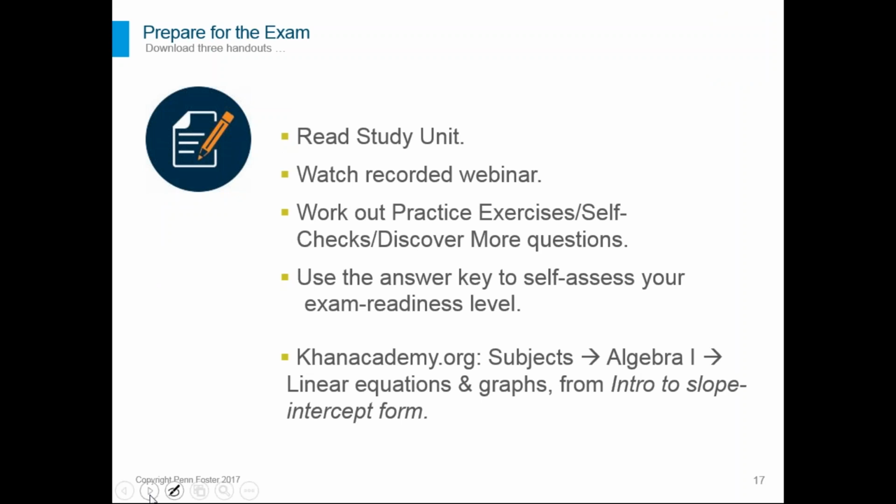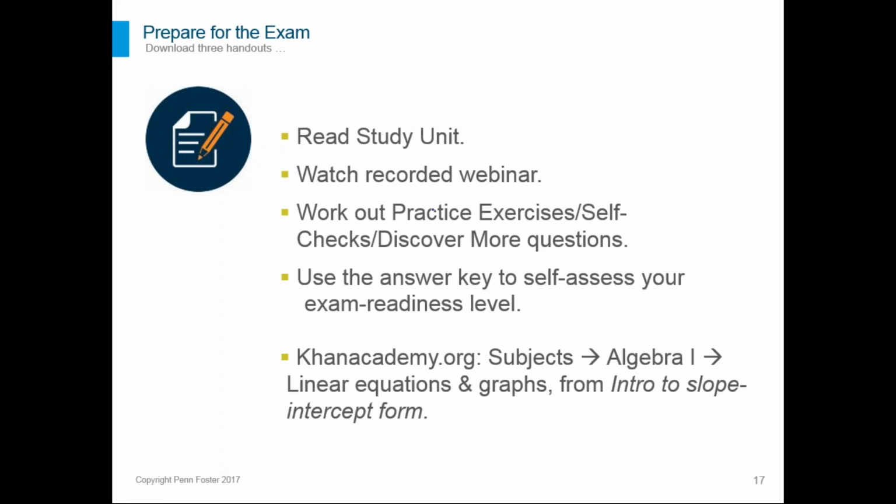How would you prepare for the exam? Of course, you want to study your study unit. You want to maybe watch the recorded webinar whenever you receive it. It's typically a day or two after the webinar day. Do the practice questions, the self-checks. They are not graded, I know, but they are given for you to practice. And also, you need to check your answers with the answer key that you are provided within your unit.